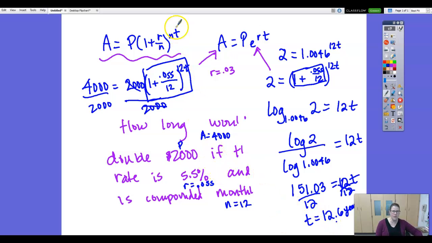Okay. So anytime you're looking for one of the things that's up in the exponent, you first need to get the term that's raised to the exponent by itself on one side, and then you need to change to log form. Okay. So go ahead and give some of these a try, and if you have questions, let me know.